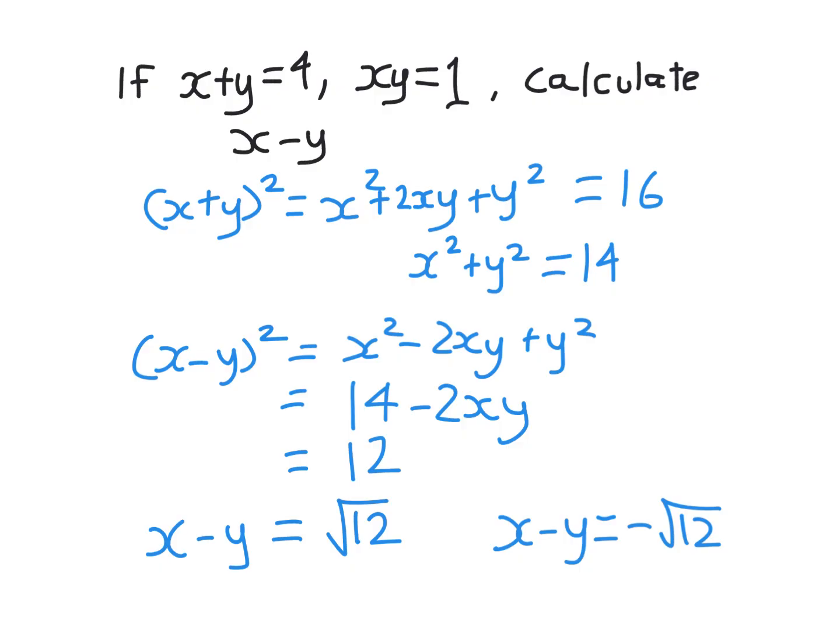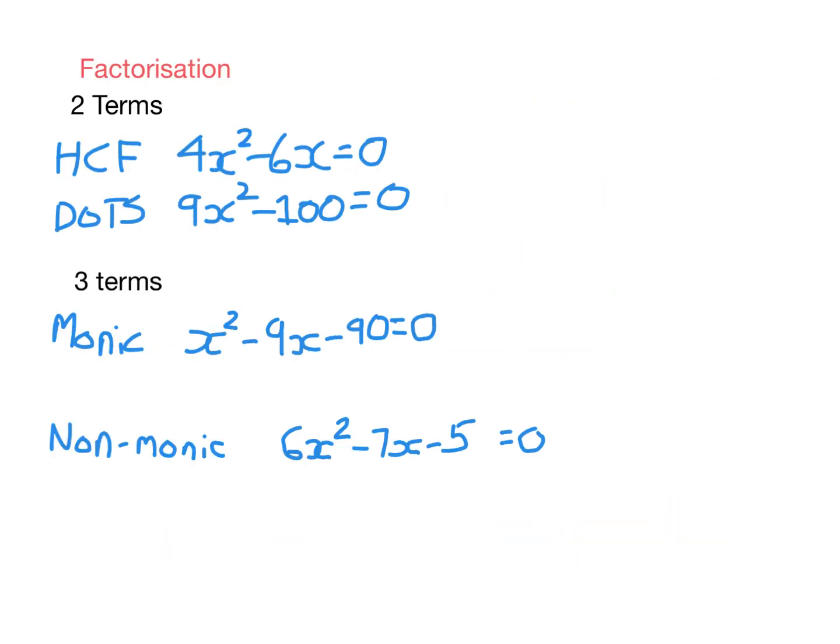All right, let's now look at solving quadratic equations. We learned how to solve quadratic equations through factorization. You factorize differently whether it has 2 terms, a binomial, or 3 terms, a trinomial. For 2 terms, you are either going to use highest common factor or difference of 2 squares. Whenever you're factorizing, you should always first check for a highest common factor.